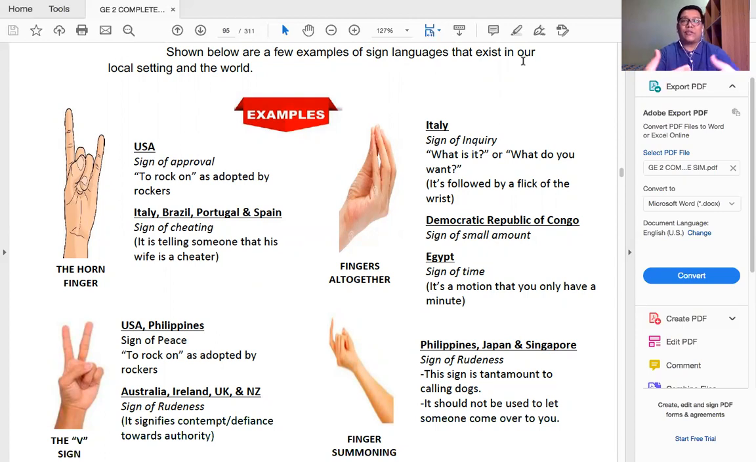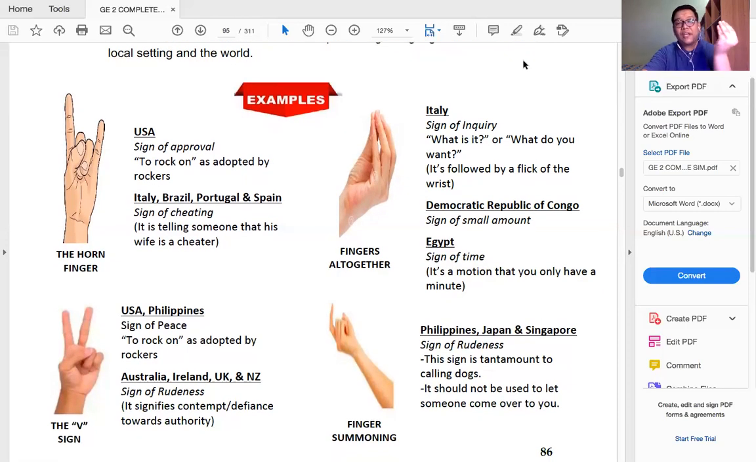Imagine when you converse with someone and then you do this sign, and let's say you're an American and you are in Italy. For you it may sound rock and roll or it may present a sign of approval, but for the person witnessing you doing this hand gesture, you might be signaling that the man in front of you has a wife who's a cheater. So be careful.